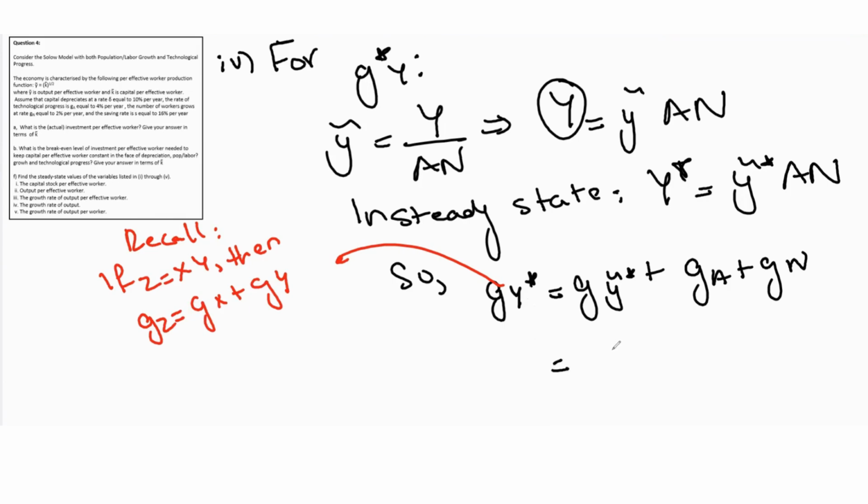And we know in the steady state the growth rate of Y tilde star is equal to 0. The growth rate of A is given to us as 4%, the growth rate of N is 2%, so this is a 6% growth rate of output in steady state. The last thing we want to look at is the growth rate of output per worker in steady state.